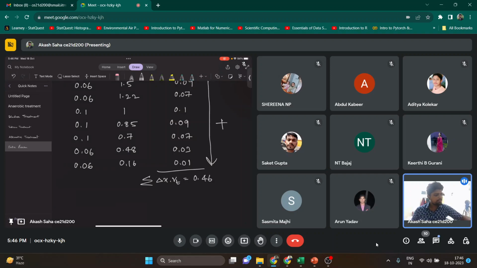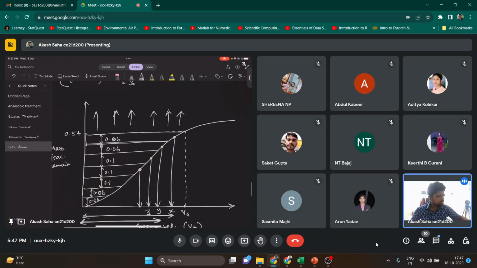Okay, so what we have done, we have told that this V naught, so if any settling velocity is above this V naught, it will get 100% removed. So suppose the total is 1, so 1 minus 0.54, that much value will be removed totally from the system, and the rest, this area under the curve, will be partially removed.